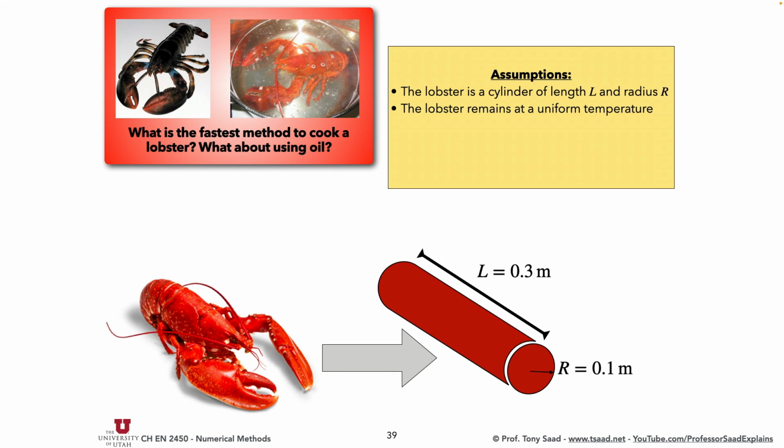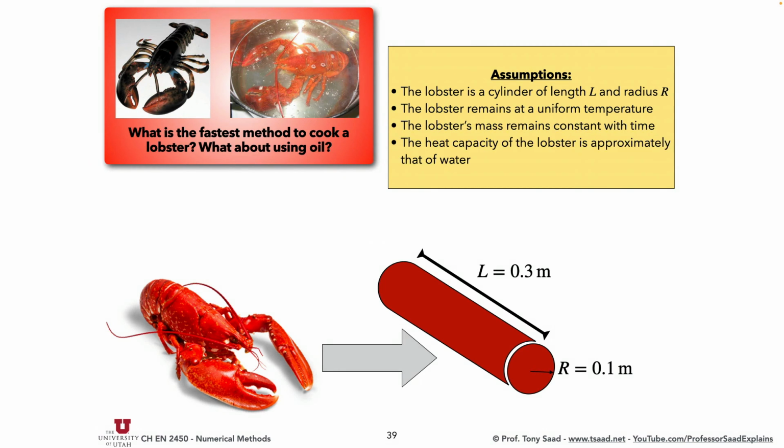So all of it is going to be at the same temperature, and it's very thin as well, so it's a good assumption. The lobster doesn't lose mass with time, and the heat capacity, that's the ability of how much a unit of mass in the lobster increases its temperature as you change the temperature of the surroundings, so how much energy that lobster can contain as you heat it up.